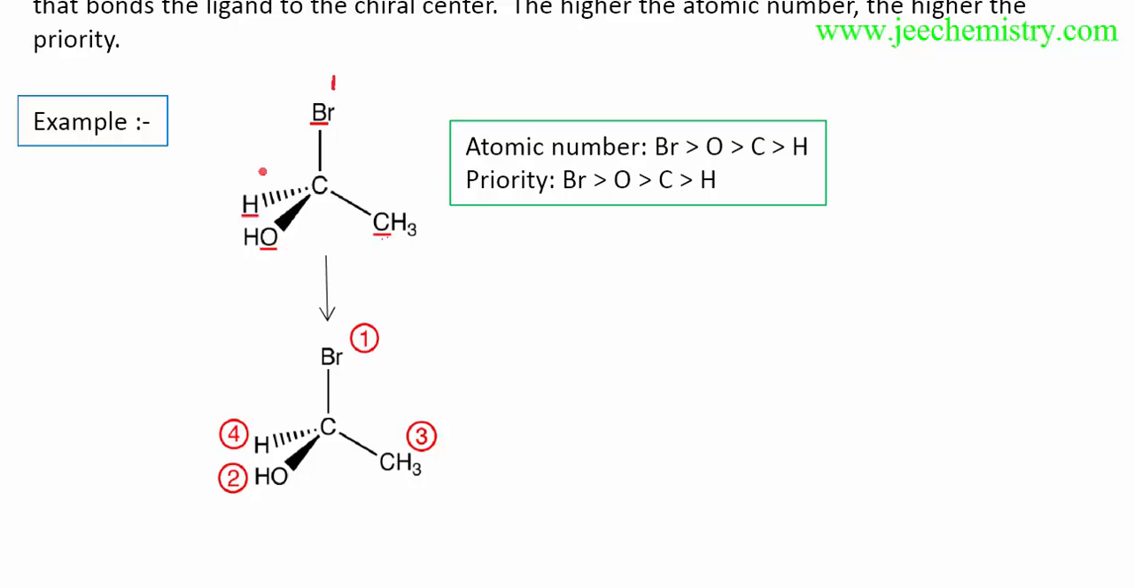Then we have to assign number 1 to bromine, which has the highest atomic number, then oxygen, then carbon. Now three are left. Of these, oxygen has the highest atomic number, so it is second. Two are left, hydrogen and carbon. Carbon has the higher atomic number, so it is given 3. Now hydrogen is last, so it is given 4. So by atomic number: bromine, oxygen, carbon, hydrogen. So the priority will be bromine, oxygen, carbon and hydrogen, given 1, 2, 3, 4. In this way, first of all we do the numbering.